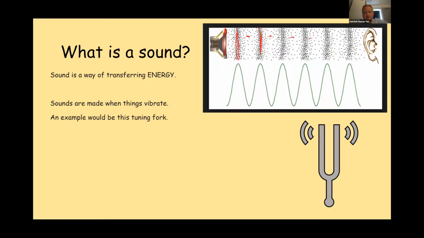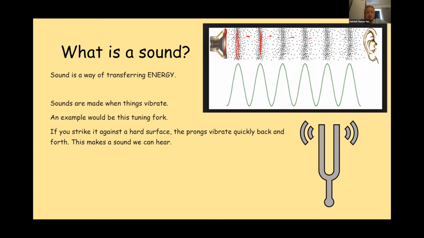An example of this would be the vibration of a tuning fork. If you strike the tuning fork against a hard surface, the prongs quickly vibrate back and forth. This makes a sound that we can hear by vibrating the air between the two prongs, the air particles in between here. The sound travels out from the fork as a sound wave, which carries the sound energy outward.